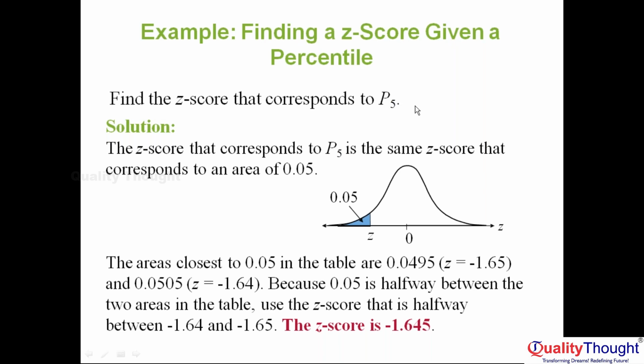Okay. So find the z-score that corresponds to P5. P5 represents probability of 5. Probability of 5 means 0.05. You need to identify the z-scores for the 0.05, which would be from the left hand side.